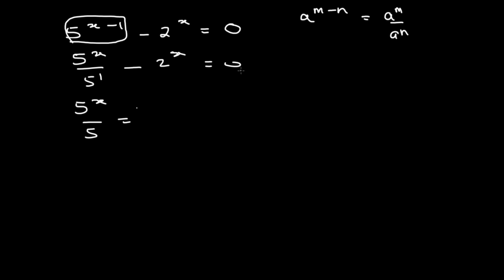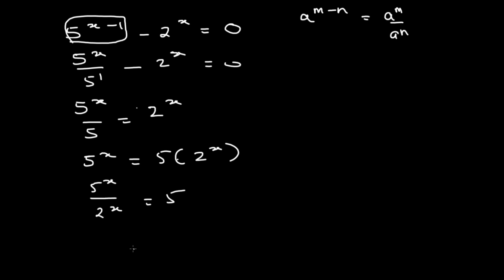So now this comes to this side. What is critical here is to remember that this becomes positive. Now I can take this to the other side. It's division here, becomes multiplication there. So 5^x is equal to 5 times 2^x. I can take this and bring it to this side, so I have 5^x over 2^x equal to 5, like that.